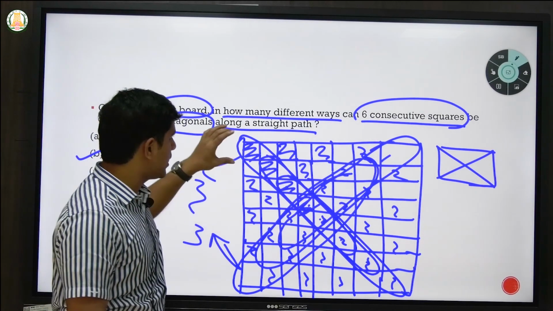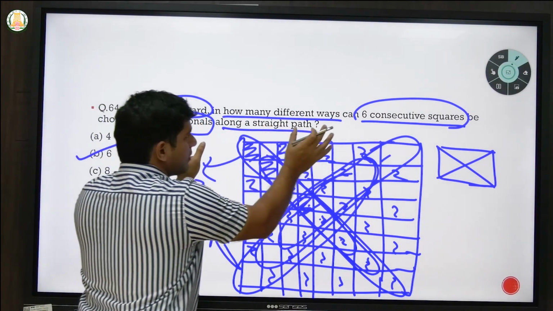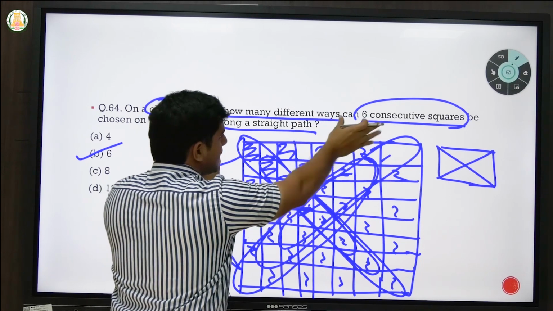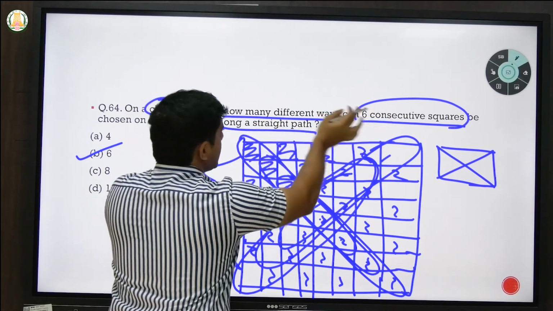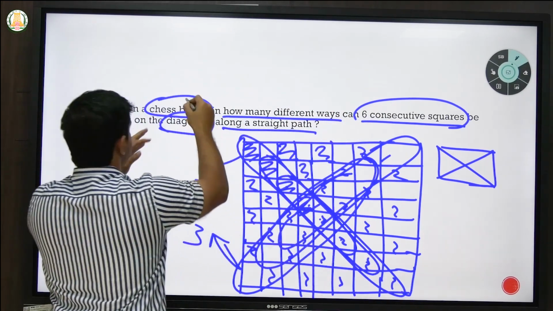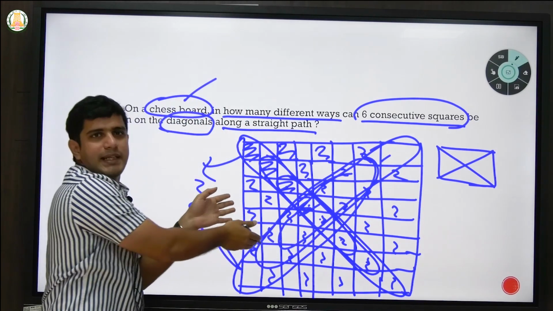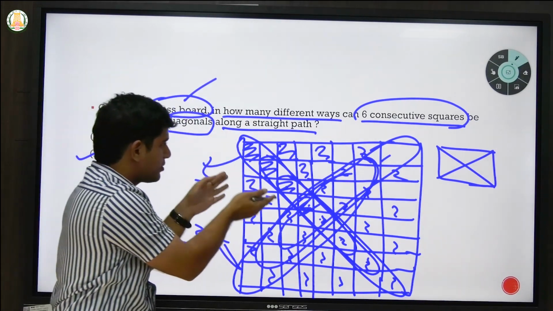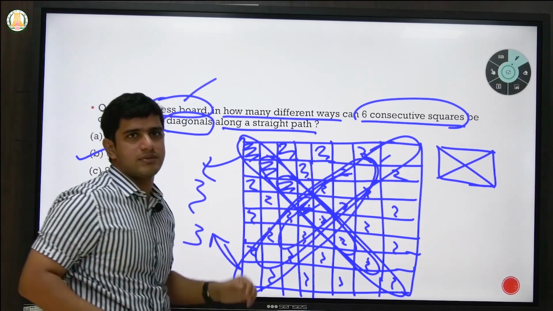Just see what does he mean. Basically, divide the question into different terms. Understand the meaning of each term. Then apply that knowledge on the board. So, whenever he says chessboard, draw the chessboard. It is very easy. Everyone knows how a chessboard looks. Just draw it and understand what he means by this.